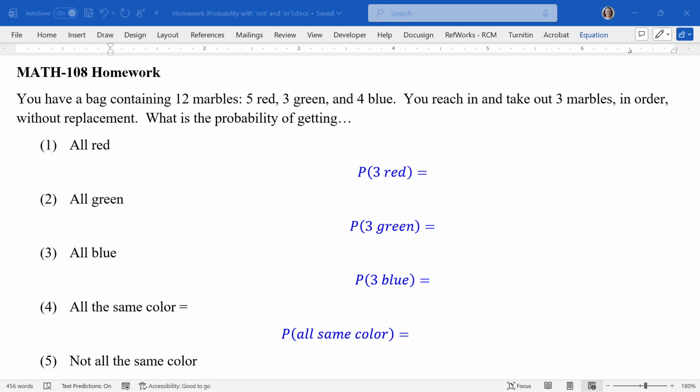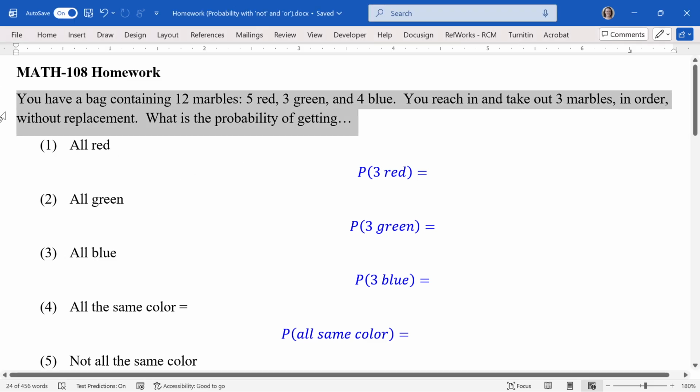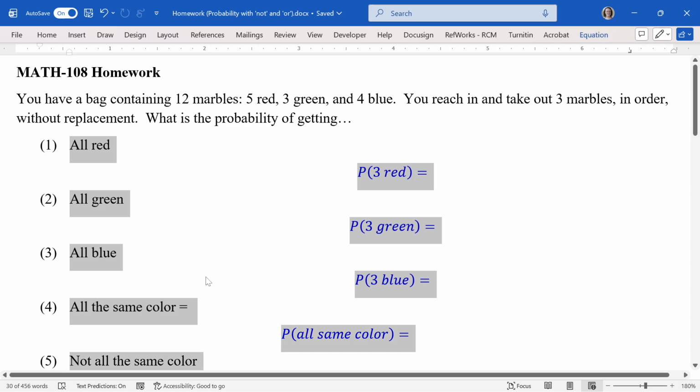Hello everyone. In this video, I'm going to go over the Math-108 homework on probability with not and or. So for the first question, I have a bag containing 12 marbles. 5 are red, 3 are green, and 4 are blue. And we're going to reach in and take out 3 marbles in order without replacement. What is the probability of getting, and then we have some different events.